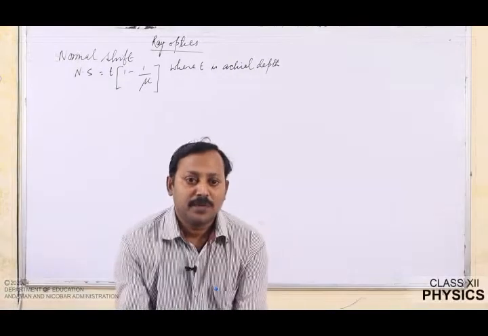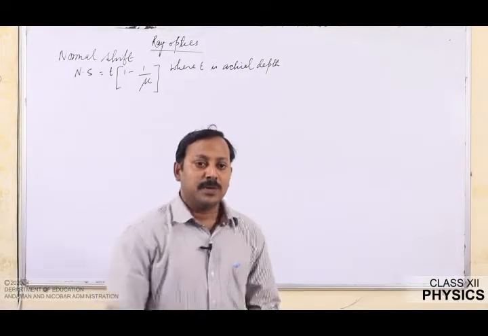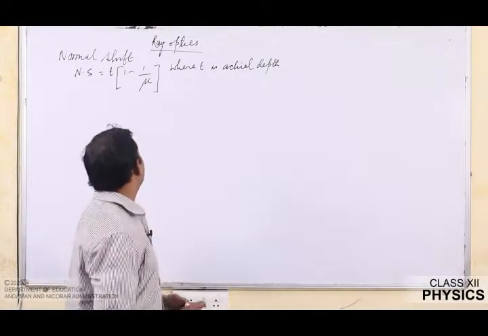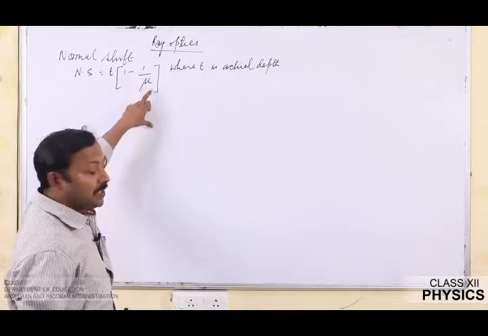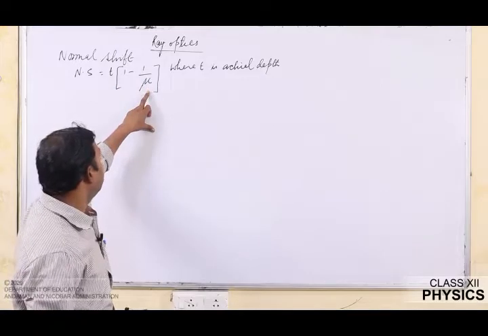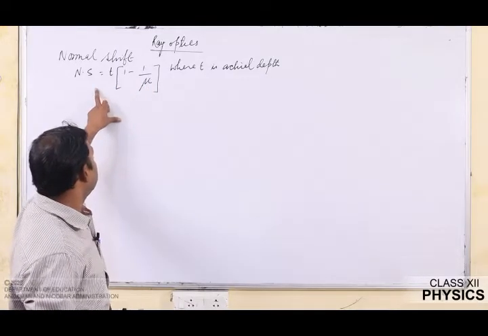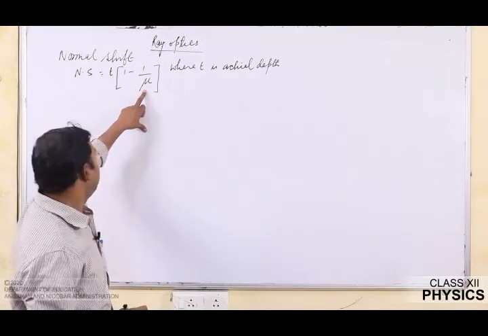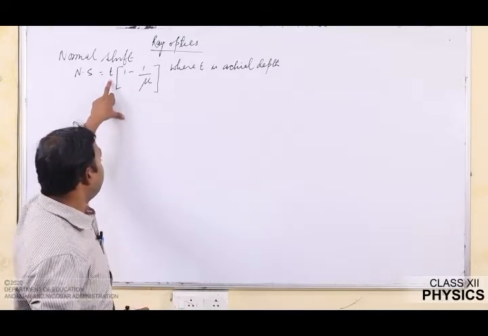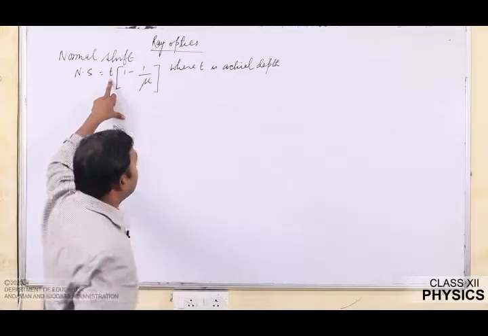Hello students, in our previous classes we saw normal shift, and I derived the formula: normal shift is equal to T(1 - 1/mu), where mu is the refractive index of the medium. From this expression we see that the normal shift increases with the decrease of refractive index. Here T is the actual depth.